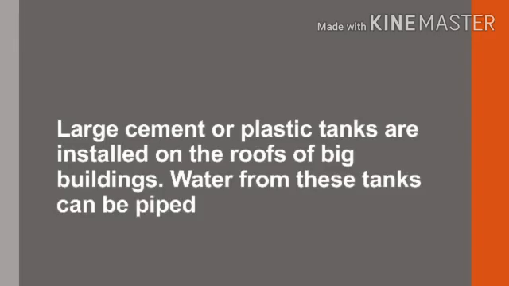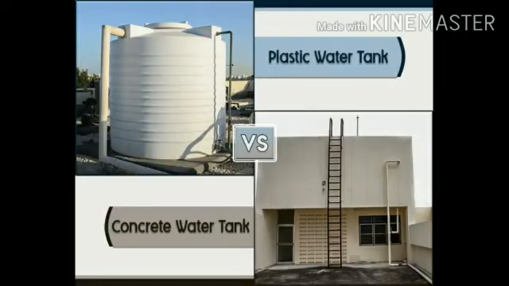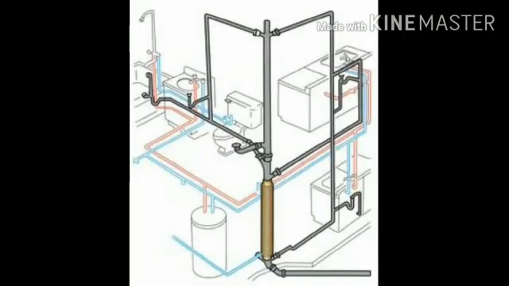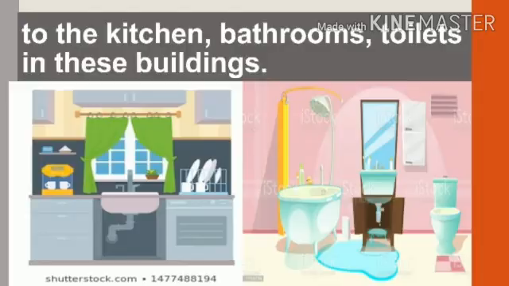Large cement or plastic tanks are installed on the roofs of big buildings. Water from these tanks can be piped into the kitchens, bathrooms, toilets in these buildings.